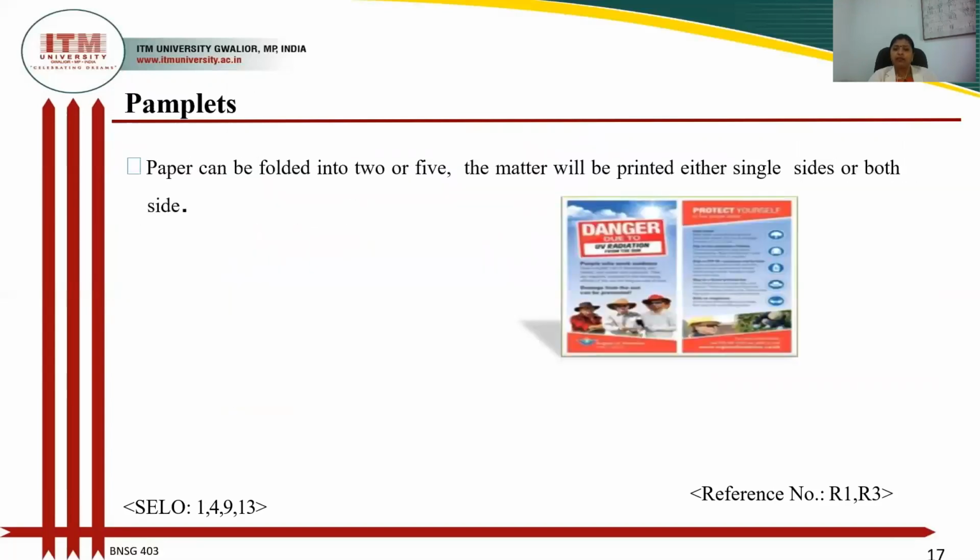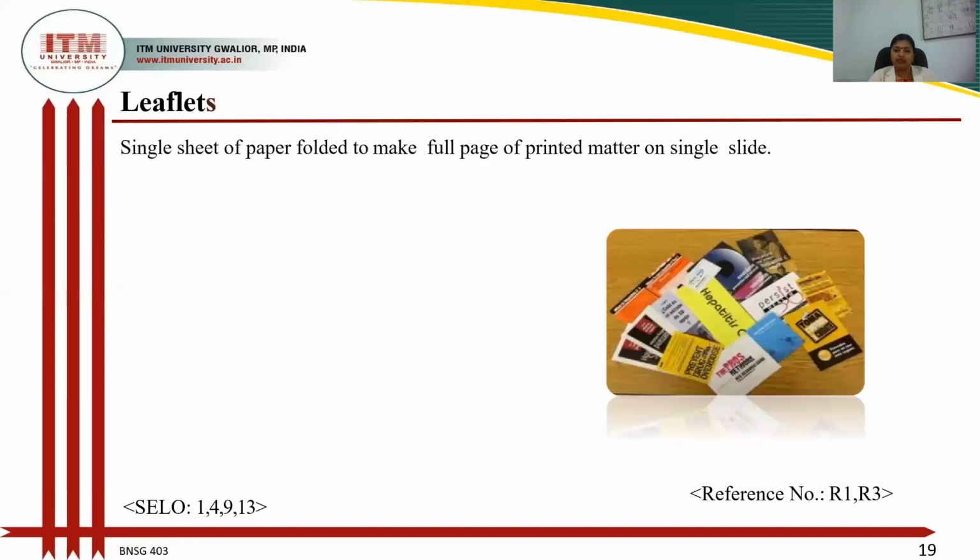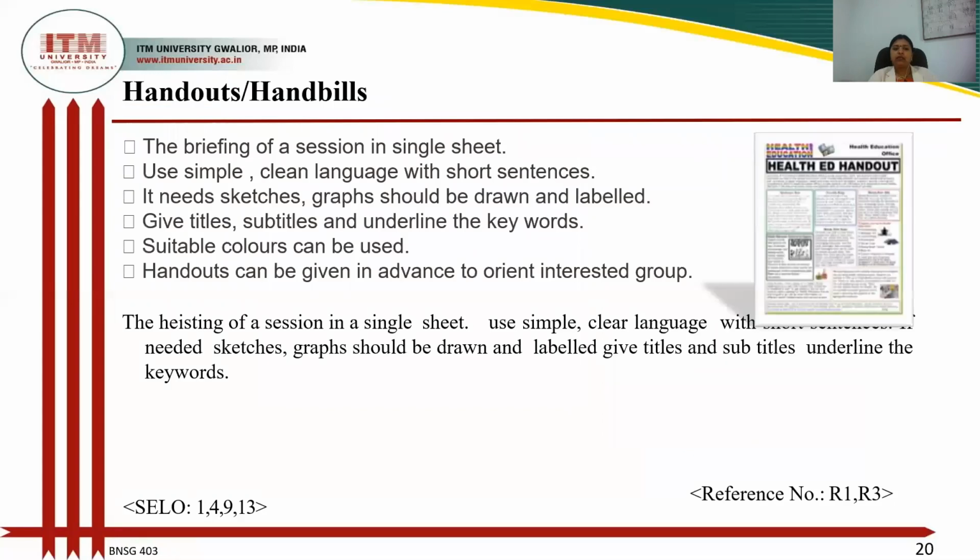Then we saw pamphlets, with printing on both sides, which may be two-fold or five-fold. Then we saw the brochure, which is like a small book with pictures and information. Then we saw leaflets, with only single-sided printing or a single fold. Then we saw handbills and handouts, which are given in advance to a group for orientation, and we use small sentences and easy language so that they can understand very easily.